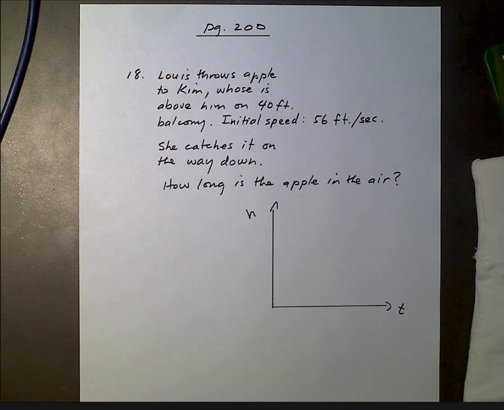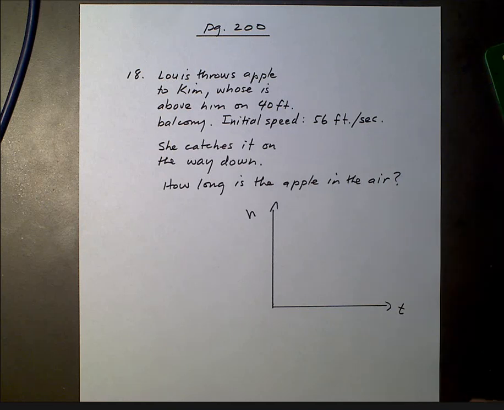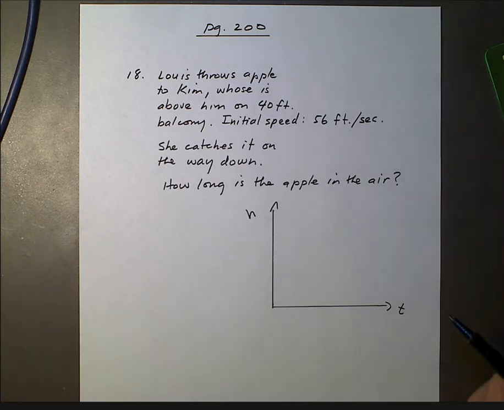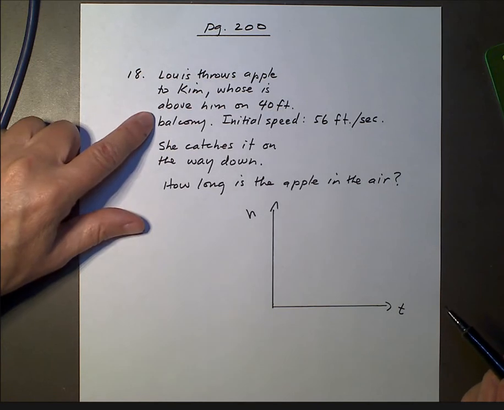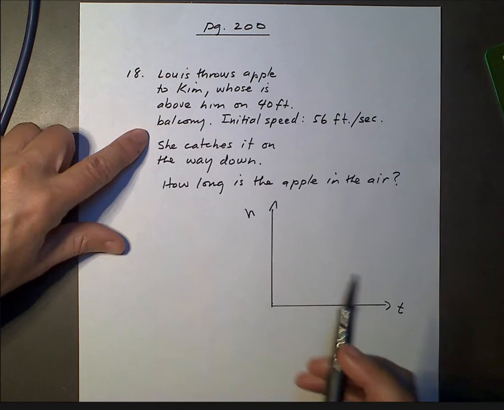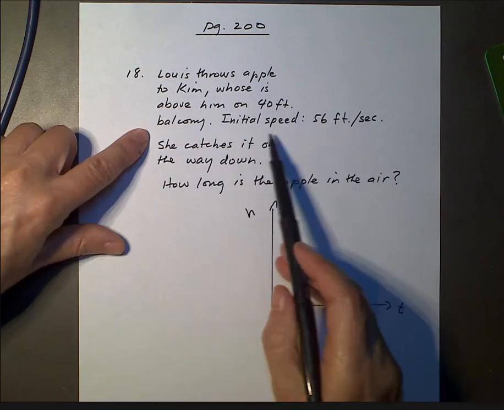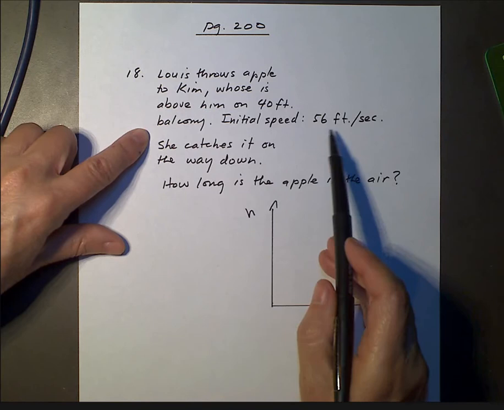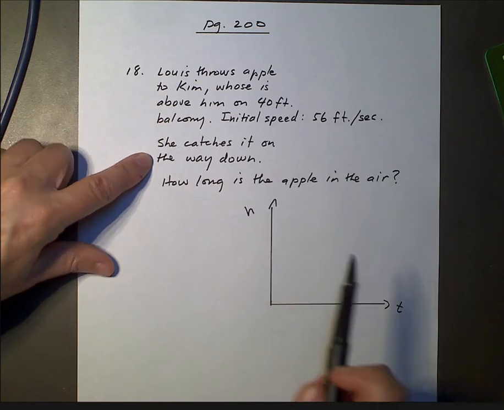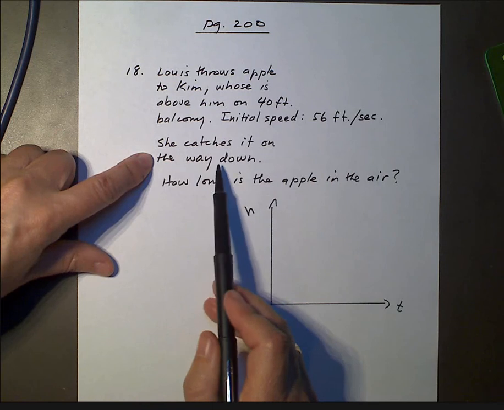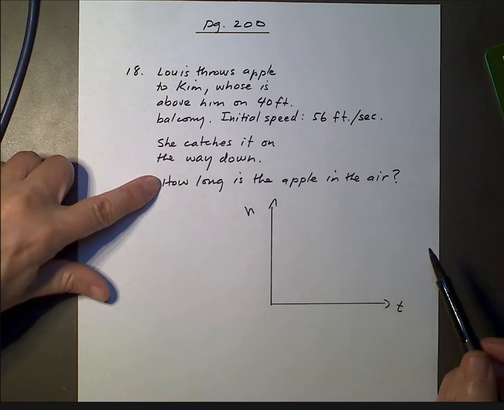Okay, this is problem number 18 on page 200, and this is a scenario where we have two friends. Lewis is down on the ground, and he throws an apple up in the air to Kim, and she's on a balcony 40 feet above him. It's given in the problem that he throws it up there at 56 feet per second, its initial velocity. Kim misses it on the way up, but she catches it on the way down. So how long is the apple in the air?